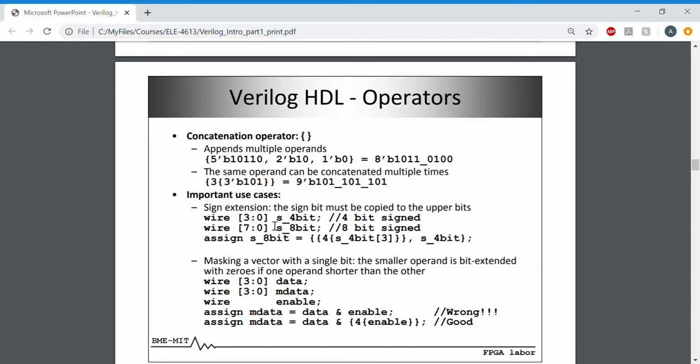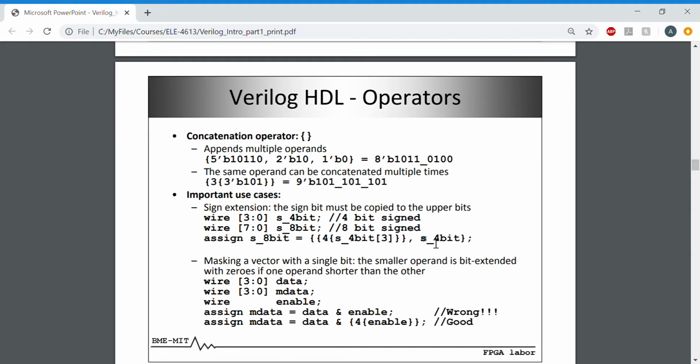Important use cases: the sign extension. What is the sign extension? The sign bit on a constant is always the MSB. So if you want to change the length of this constant, going from 4 bits to 8 bits, you are going to do sign extension. This is the sign extension statement. You are doing an assign statement as 8 bits. You want it to be the same thing, but with the sign extension. So as 4 bits and with the sign bit repeated 4 times.